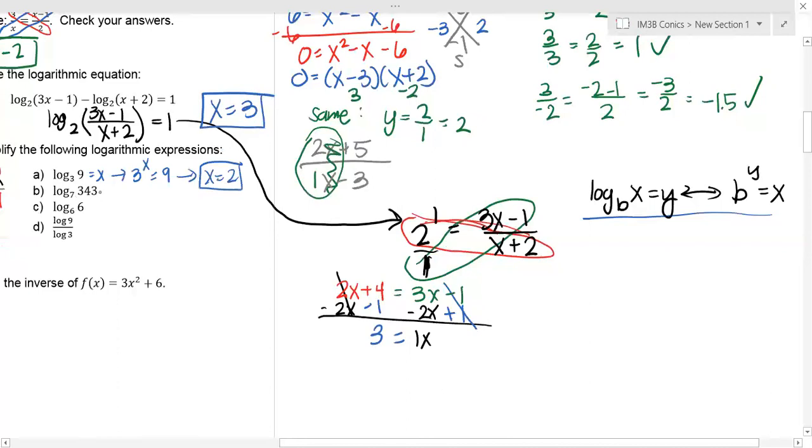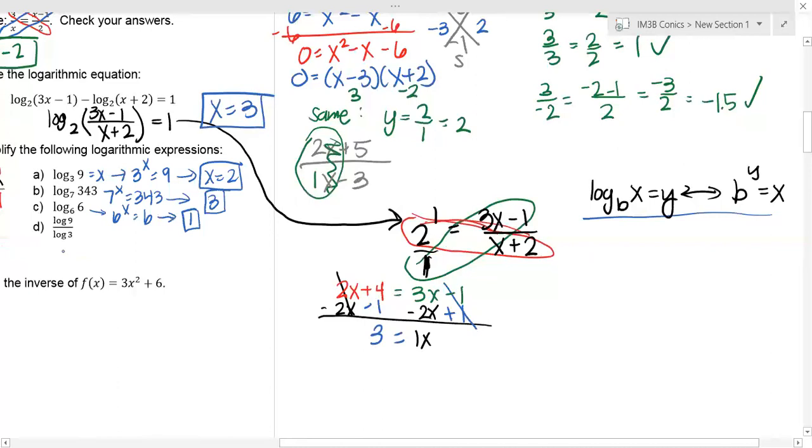So similarly, if we think about this one, 7 to what power equals 343. And the answer to that is 7 to the third power. So then here's 6 to what power equals 6. And that's 6 to the first power. For D, it's a little bit different.